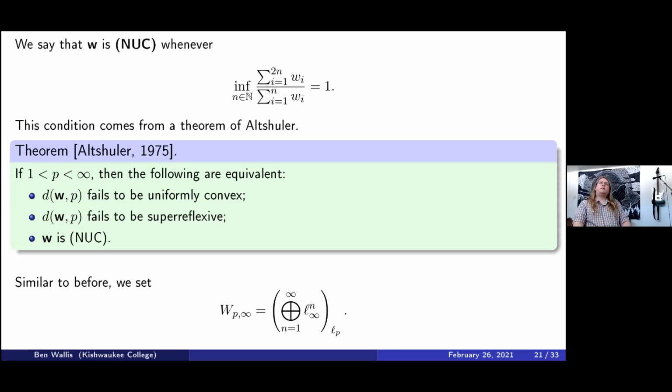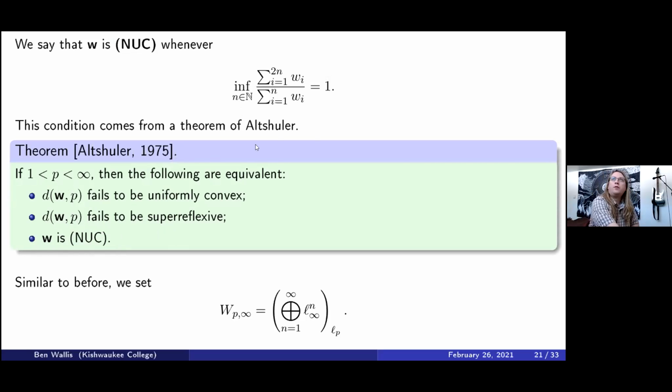was this Altshuler theorem from 1975. So this isn't that pair of papers, but it came right after. He basically proved one main thing in that paper, which is this theorem right here. If you look in the reflexive range, you can get the space failing to be super reflexive if and only if the weight W satisfies this NUC condition, which is right here. Obviously, if it's not in the reflexive range, then all bets are off.